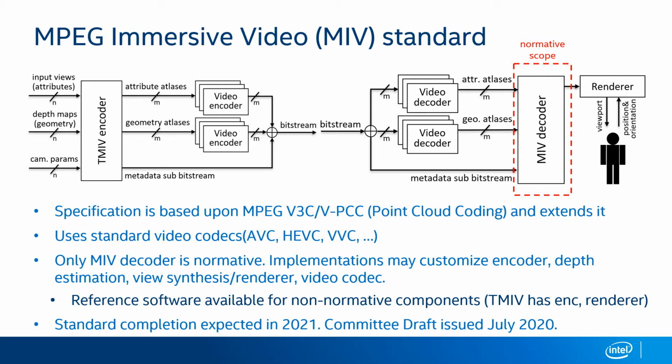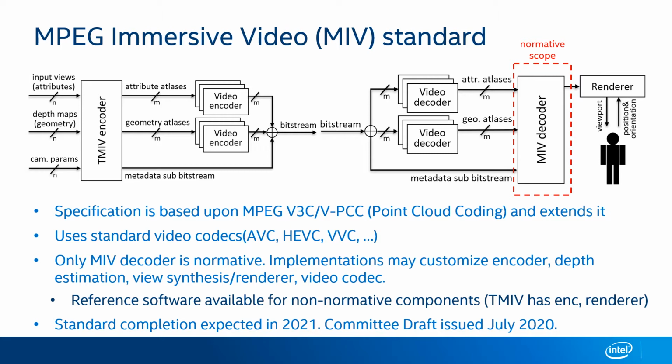It creates a bit stream. Then on the decoder side, we undo this process with the video decoders. Then we have the MIV decoder, which has these decoded videos and this metadata substream. From that, it creates outputs that go into a renderer that can render the view for the viewer's position and orientation. In this whole diagram, the only part within this red box is within the normative scope that the standard strictly defines. For everything else, implementations have the freedom to customize how they do it.